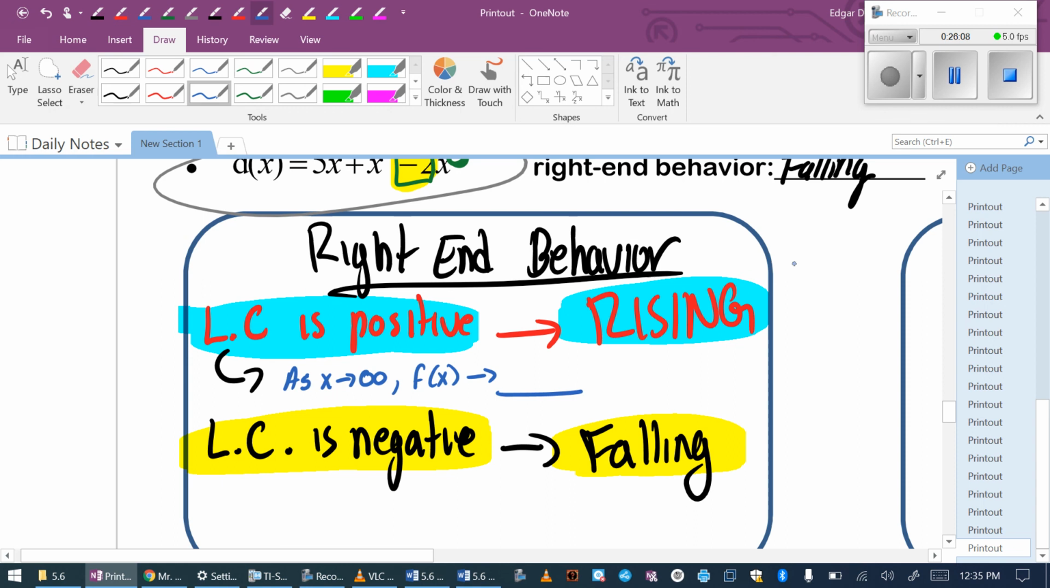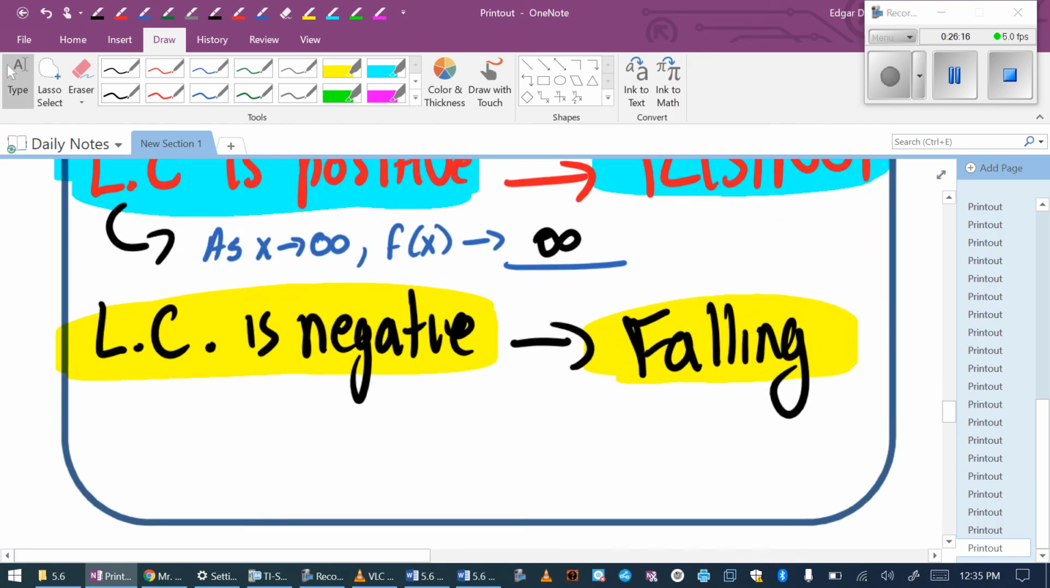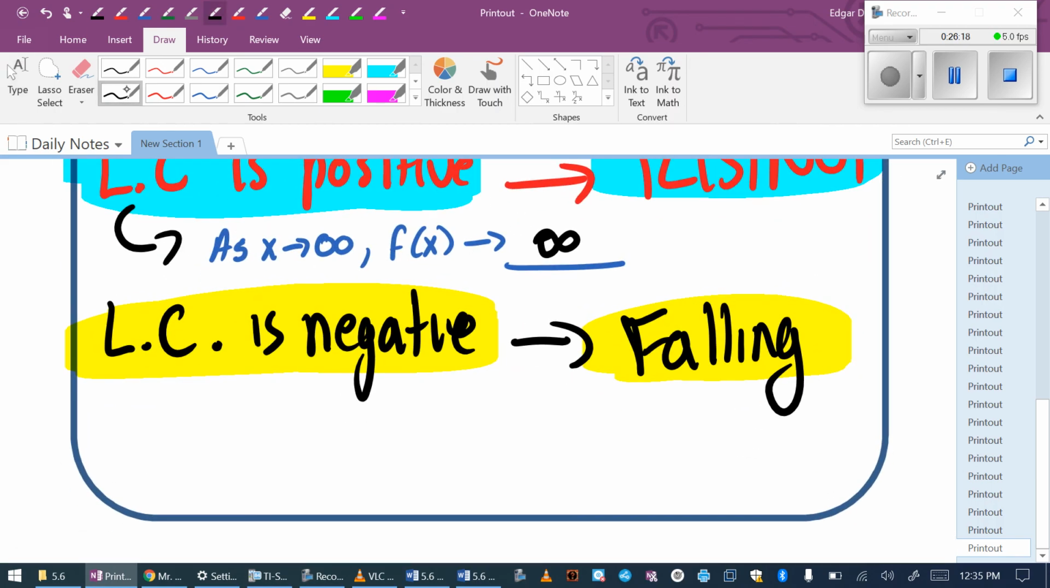Well, I said it's supposed to be rising if the leading coefficient is positive. So rising would be towards positive infinity. You're going to need to know that one a little bit later. If the leading coefficient is negative, it's going to say something like this.